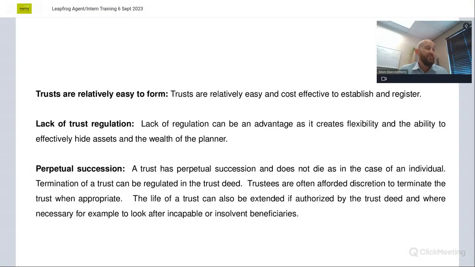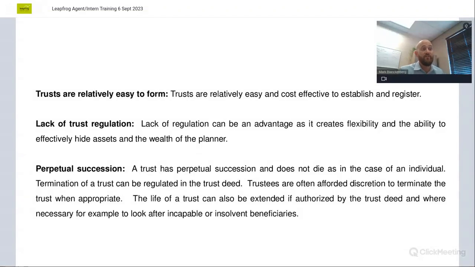So yeah, trusts are relatively easy to form. If you've got all your documents signed, you can submit to the master's office. It probably costs you about 7,000 Rand or so, with an attorney helping you set up your trust deed, and you'll have your trust set up within the next 3 to 4 weeks. Like we touched on earlier, there is a lack of trust regulation, so you can really set it up however flexibly you'd like to.